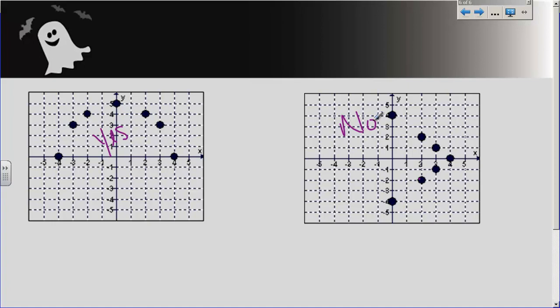So in short, a relation is a set of ordered pairs. A function is a relation where none of the x values repeat. And the quickest, easiest way to test if a graph is the graph of a function is to use the vertical line test. And if the vertical line touches the graph in more than one point anywhere, then what you have is not a function. Okay? If it only touches it in one point, you're fine. So that's functions and relations.